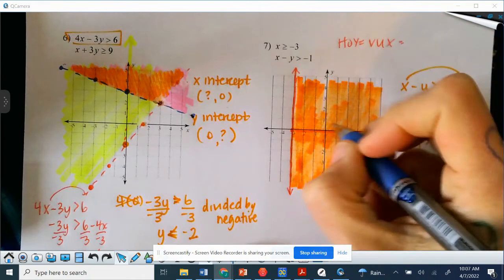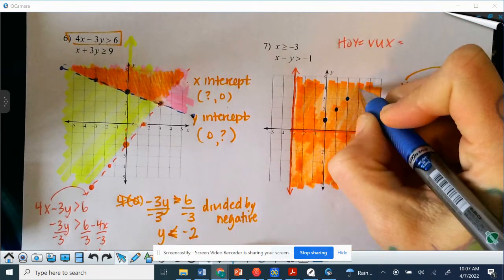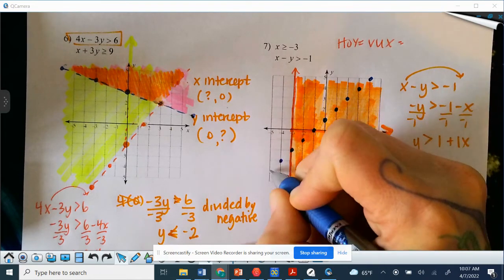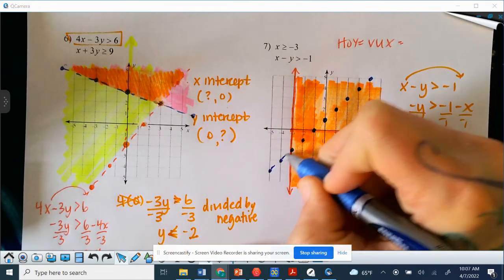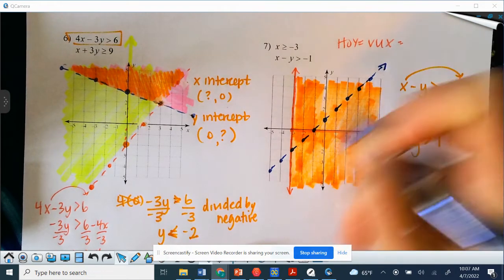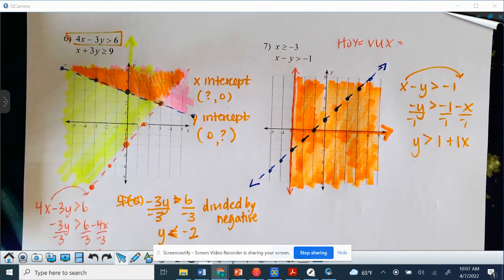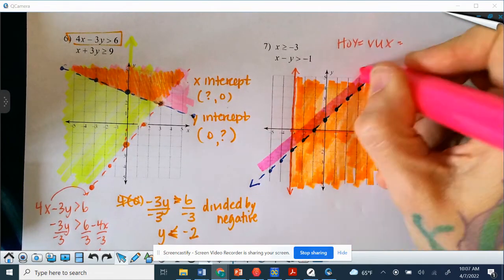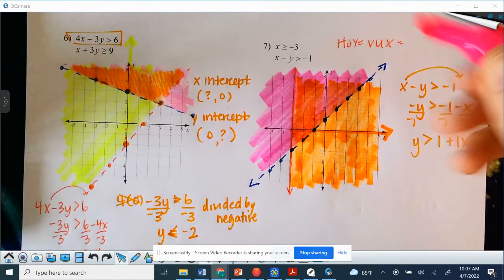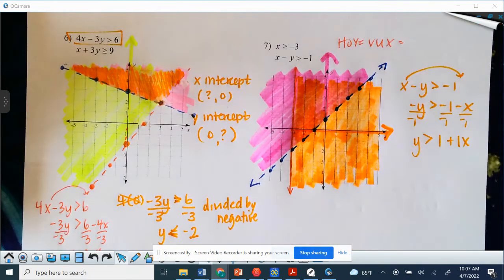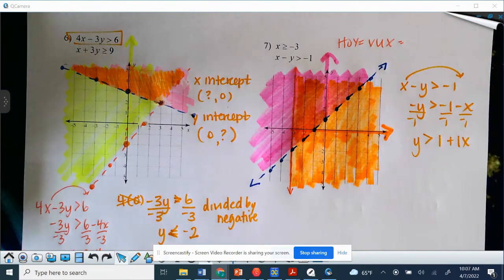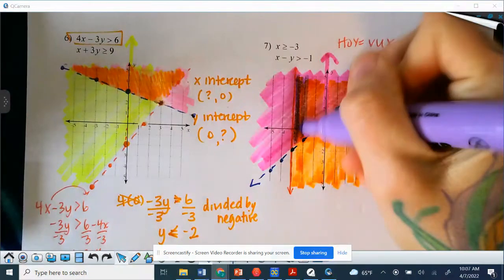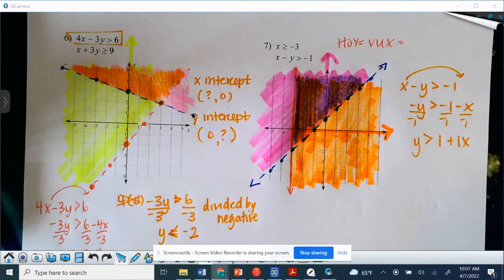So positive 1, it's a positive 1-to-1 slope. It's a greater than, so it's a dashed line. And we did say greater than, so that means we're shading this way because it's on the y-axis going up, greater than. And your solutions are those that are in between this line here. So all the coordinates in that grayed out area.